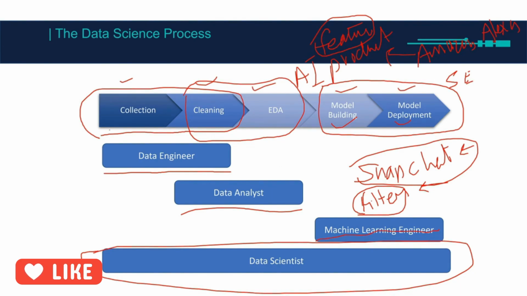But in real life, you will be, let's say, a data scientist in building the model, or a data scientist in doing the EDA. So each data scientist is going to be an expert in something. A data scientist who came from a statistical background will be good at cleaning and EDA, and data scientists who came from a software engineering background will be good at machine learning model building and model deployment and so on. So this is what the data science process looks like.